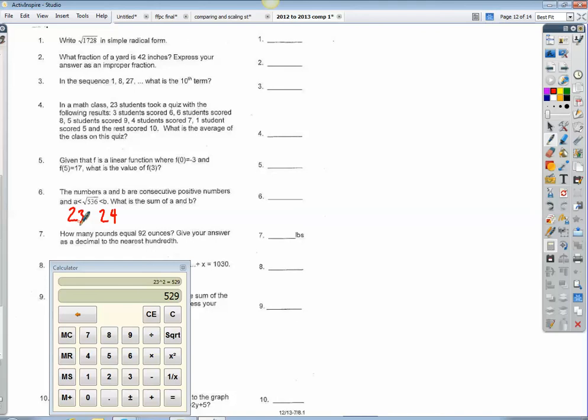So what is the sum of a and b? All we should have to do is add them together. 23 plus 24 is 47.